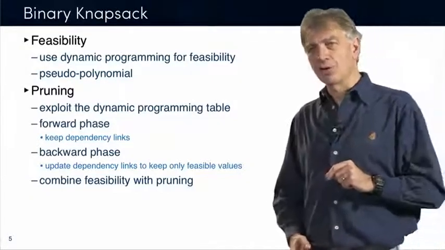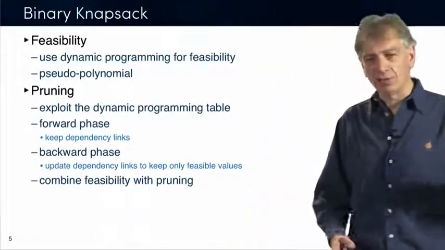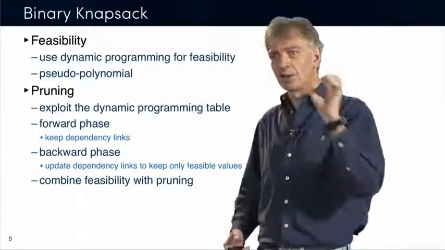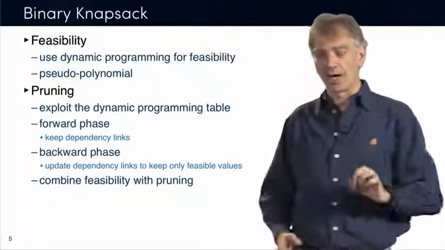And so the way to think about this is that we'll have two phases. The forward phase is going to compute essentially feasibility and this dependency graph. How do we get to those values?